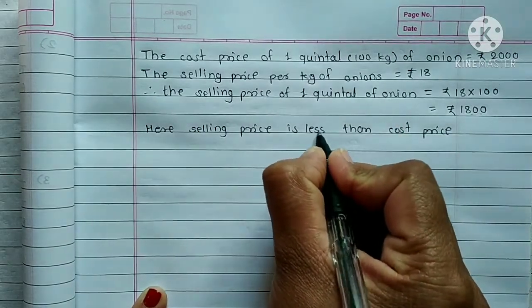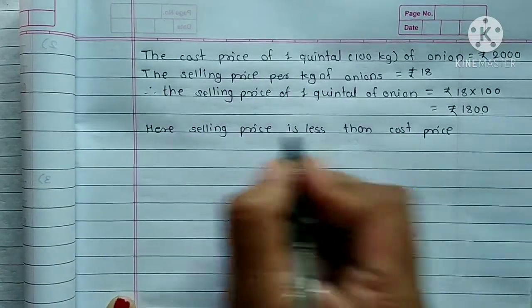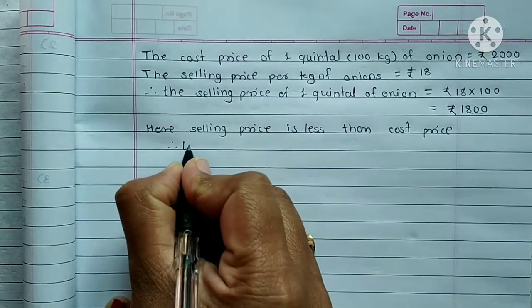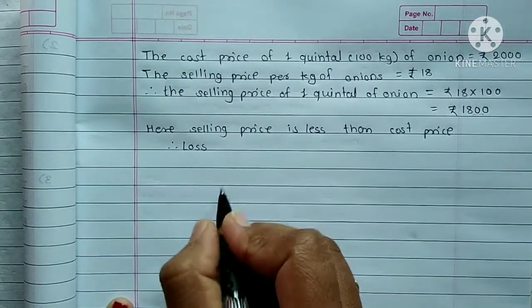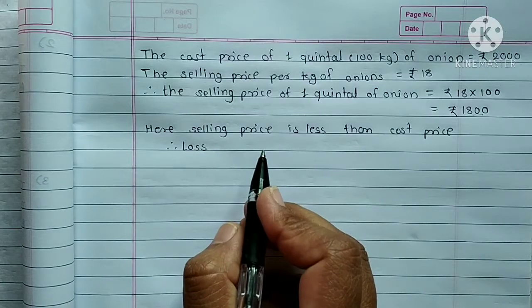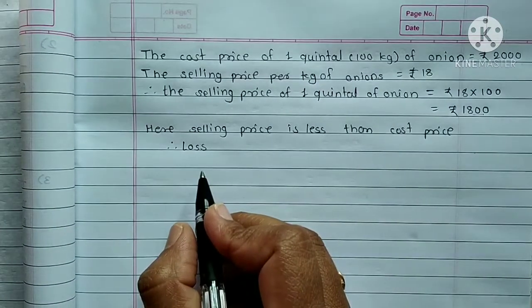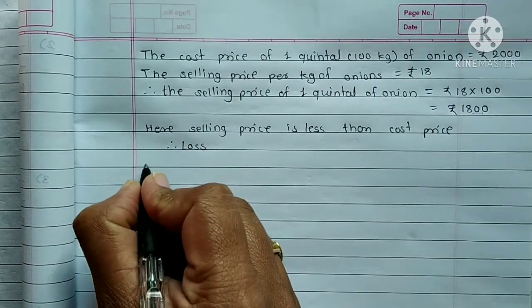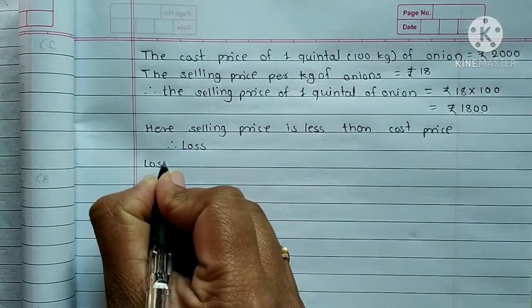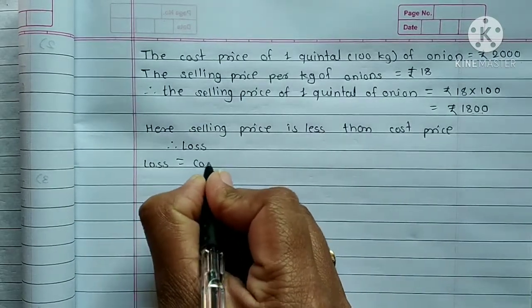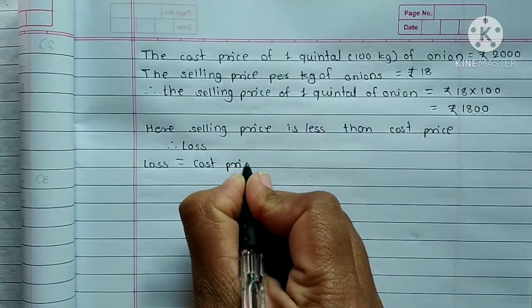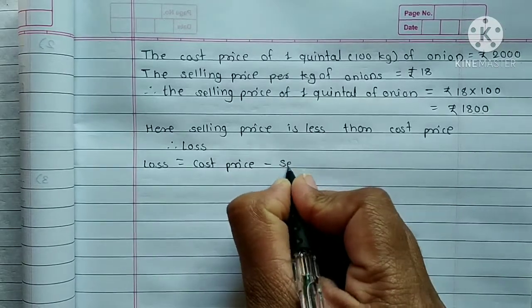Here selling price is less than cost price. That means there is a loss. Okay, here Sharad incurred a loss. Now find how much loss. Okay, you know how to find loss. Loss equal to cost price minus selling price.